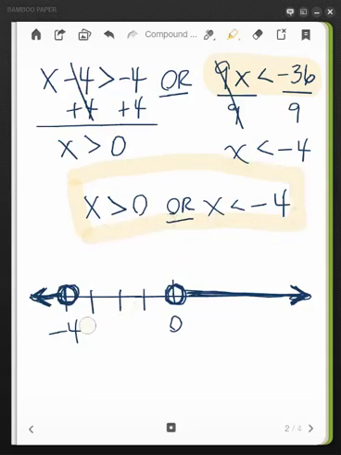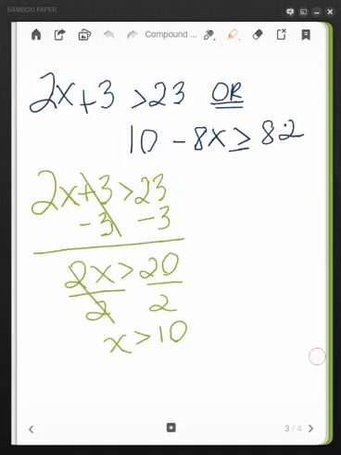All right? When we get to our number line, we're going to have two empty circles. All right? And x is greater than 0, so that's going to go to the right. And x is less than negative 4 is going to go to the left. Let's look at our second example. This one was a little more complicated.